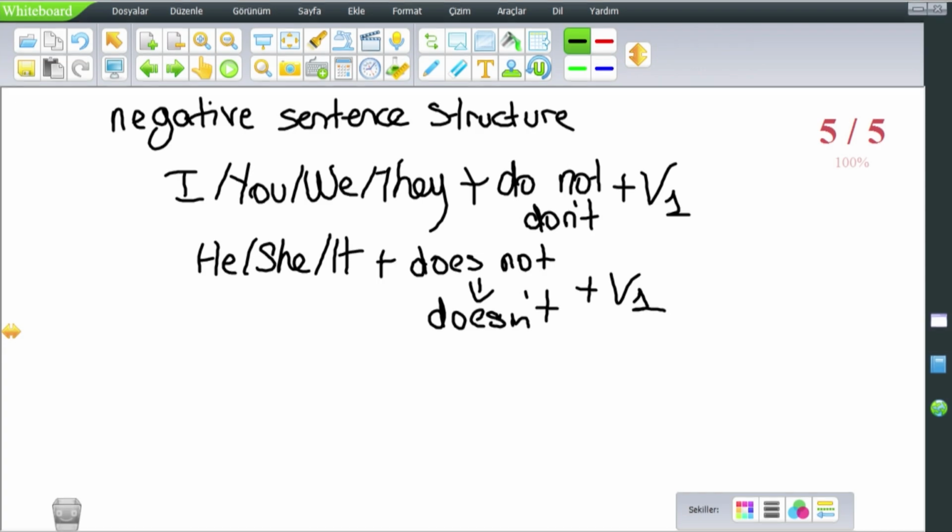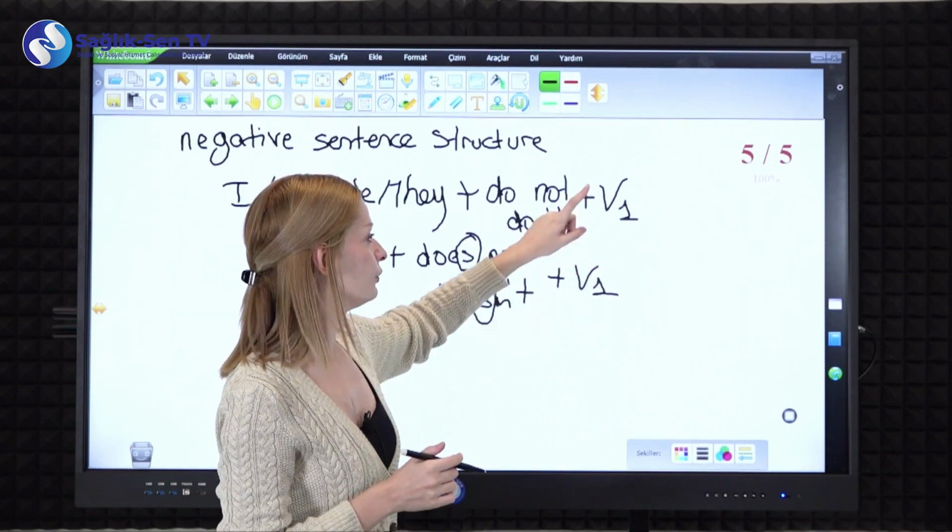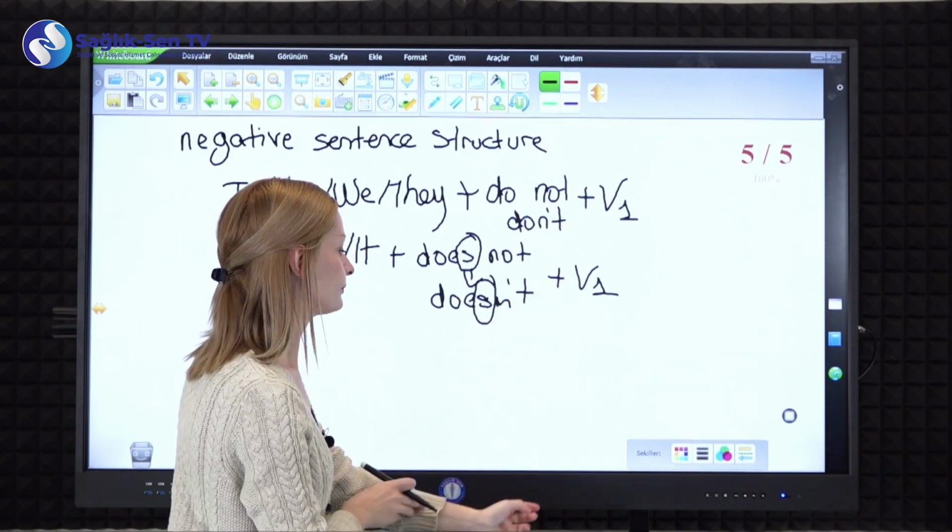Burada şuna dikkat çekmek istiyorum. It's a common mistake. Genelde öğrenciler buraya he, she, it, doesn't'dan sonra tekrar buraya s takısı getirmeye çalışıyorlar fiile. Hayır, because I have my s in here on doesn't. And I don't need to add another s to my verb. So we use verb 1.